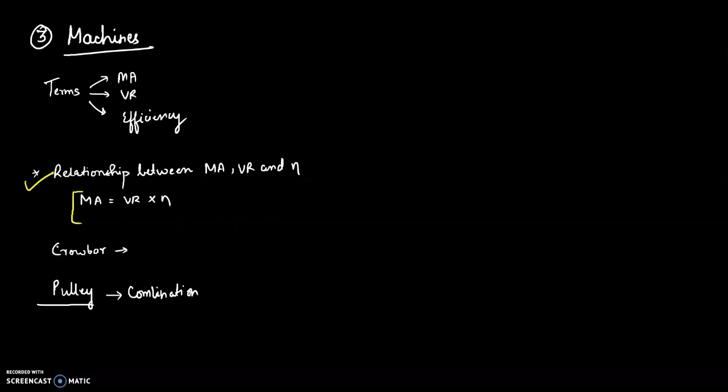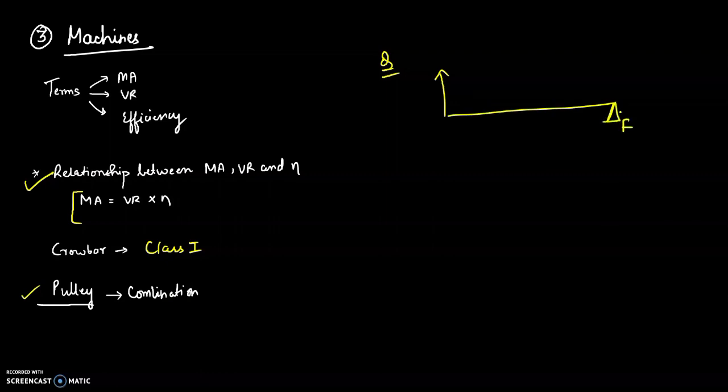Then they will ask, classify the lever. So crowbar is from class 1, right? Then pulley, its combination. A question like this is asked every year. They'll give you this diagram. This is fulcrum, this is load, and this is effort. To which class of lever does it belong? The answer is class 2 lever.